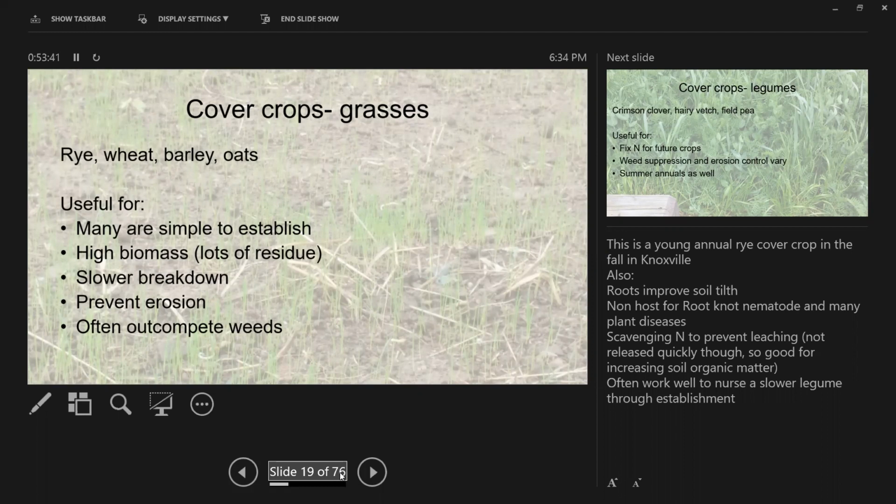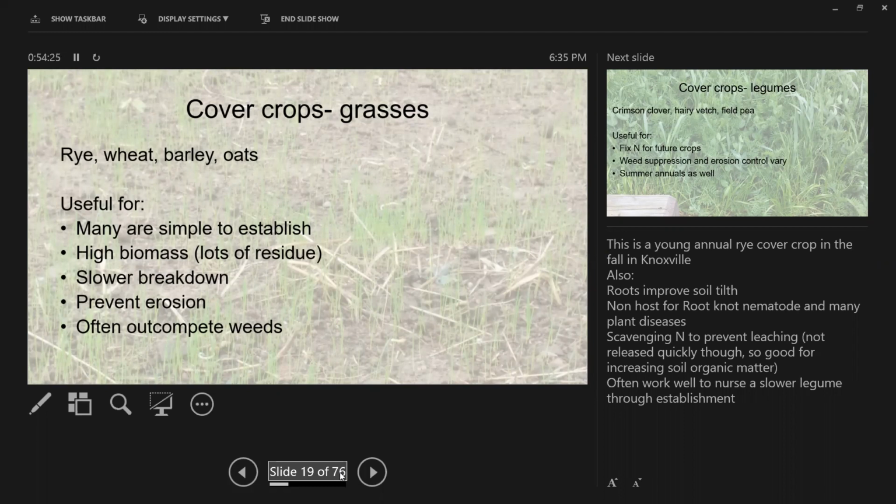Because again, we talked about earlier, compaction and texture, and those little cubes and cubelets, you're destroying those every time you till. And so by using these cover crops, you're going to reduce that need for tillage, and you can plant within the cover crop residue. So they're easy to establish. You get a high biomass, a lot of material. Wouldn't you rather grow your own than pay $7 for a bale of straw? I would in my garden, and know that it hadn't been sprayed with anything. So it is slow to break down, but it does prevent erosion, and it often outcompetes weeds.